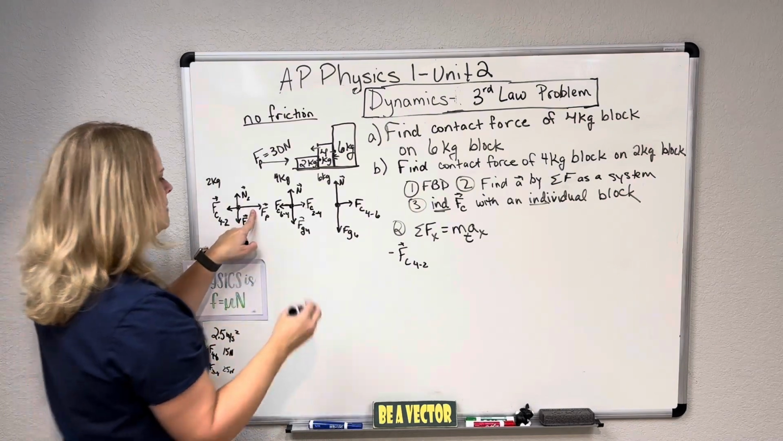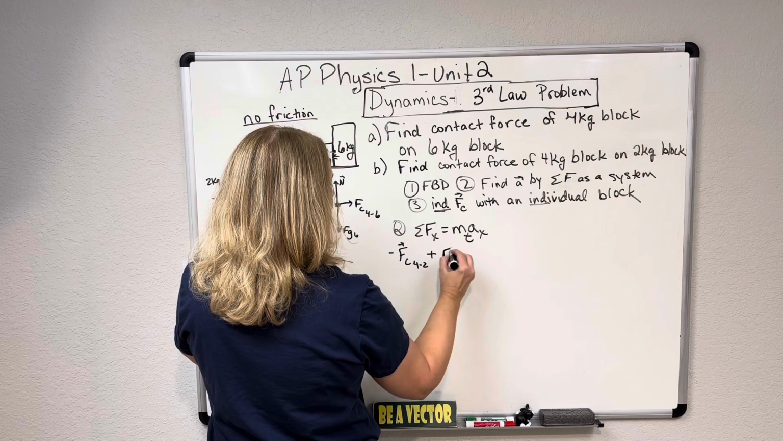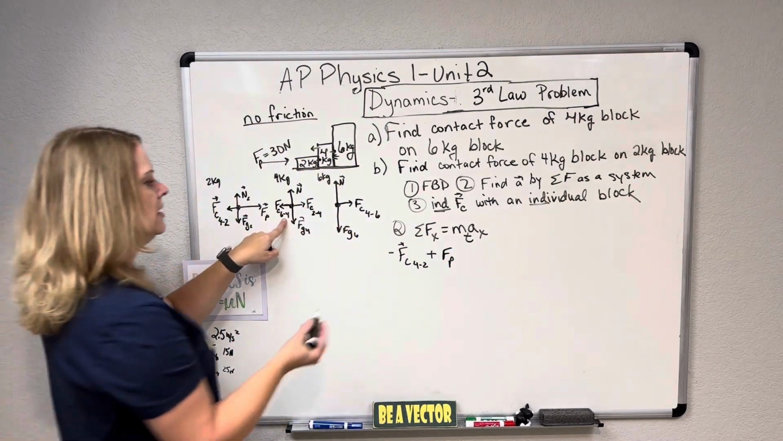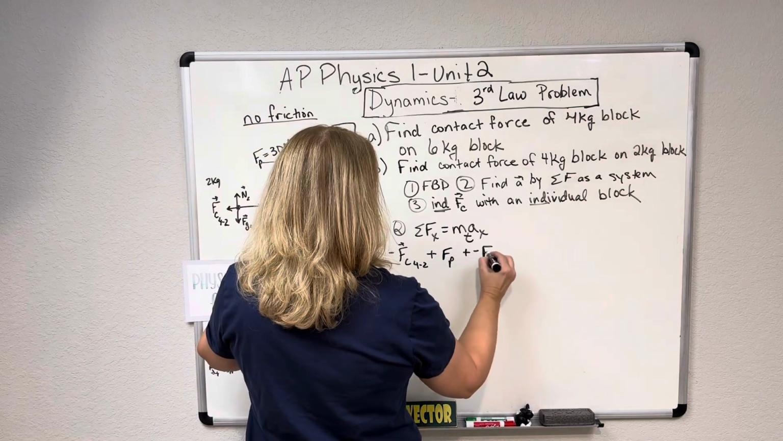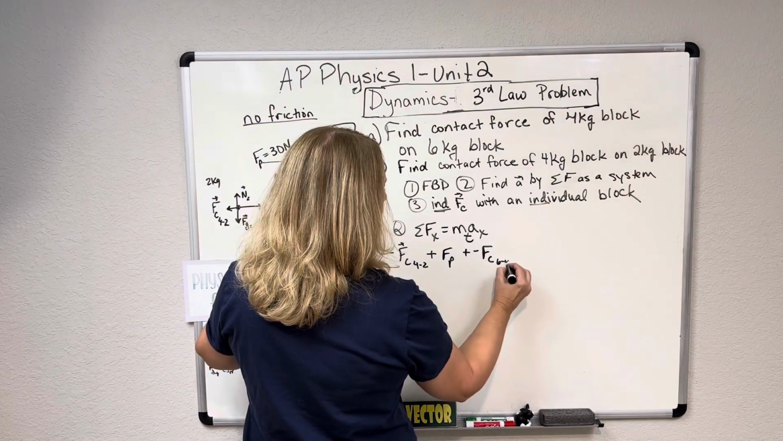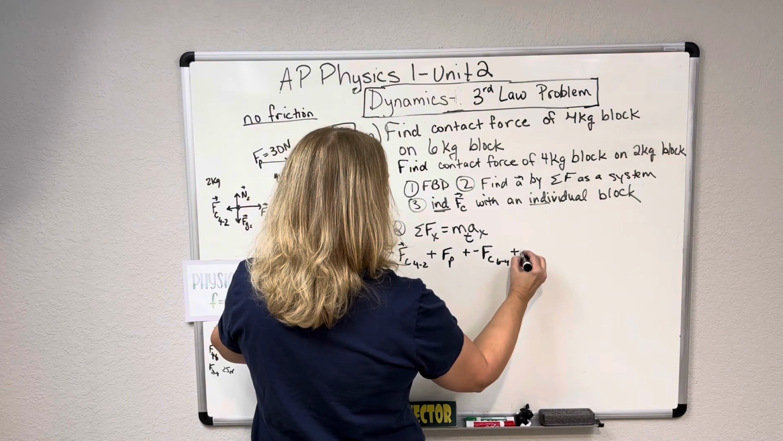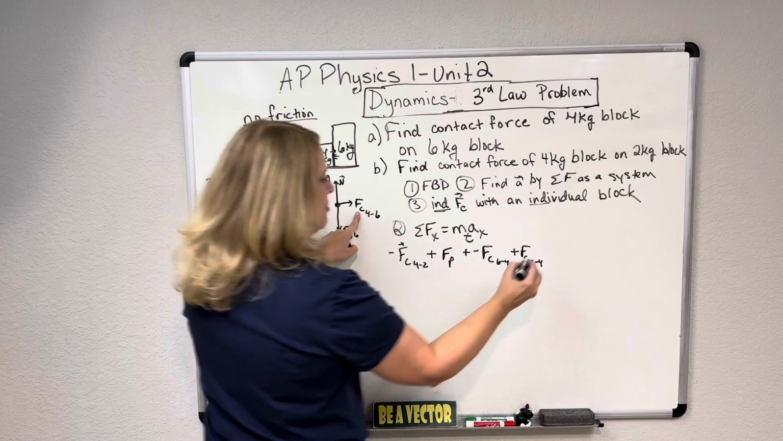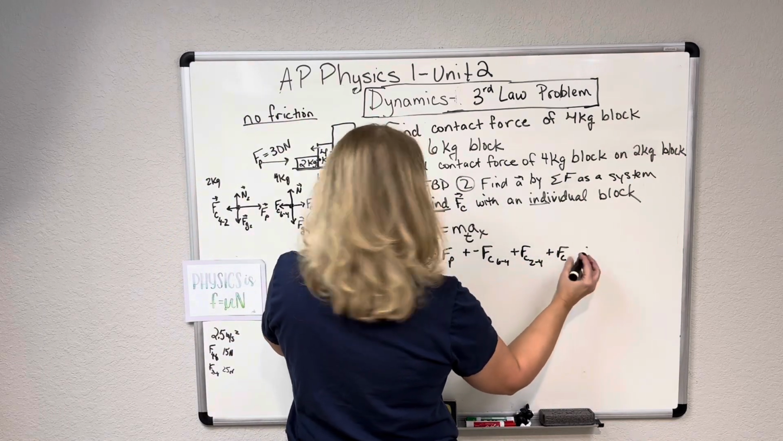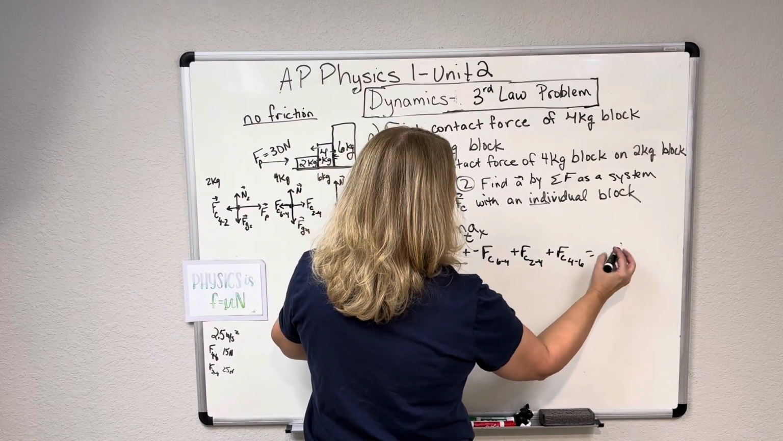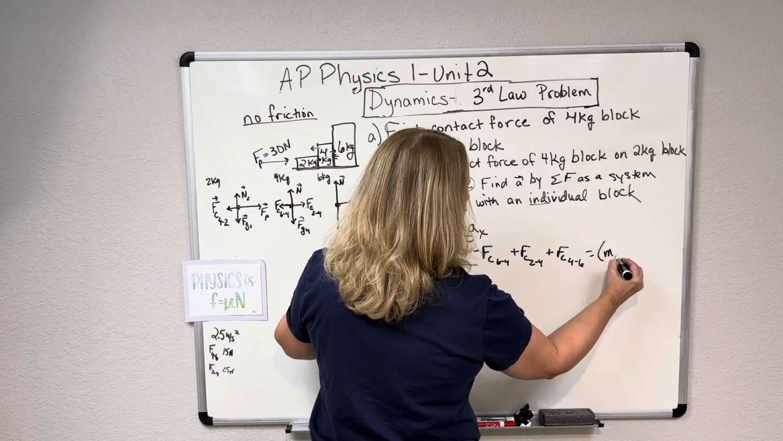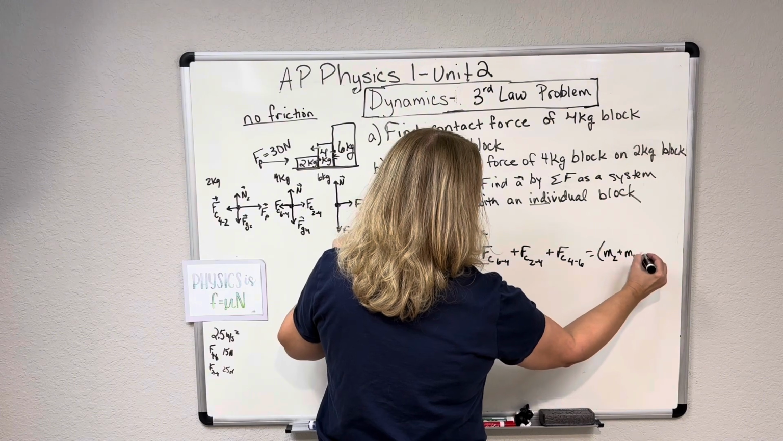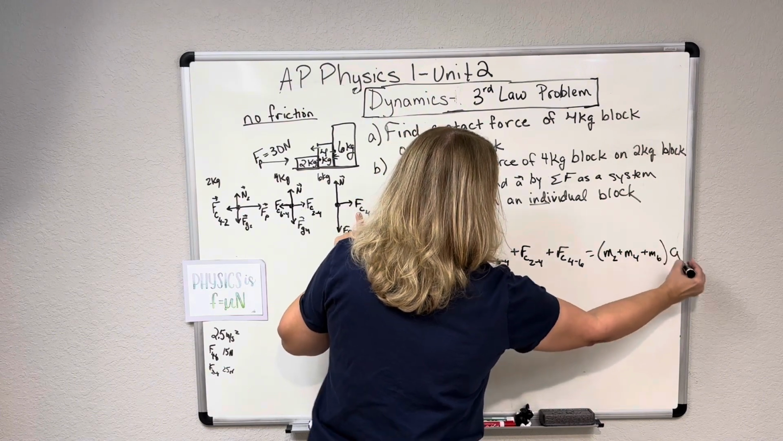So I'm going to go ahead and keep going with this first block. I have a positive force of the push. Now I have a negative force of contact of my 6 on 4. And then I have my positive force of contact of 2 on 4. And then I have a positive force of contact of 4 on 6. And that's going to equal my total mass, which is the mass of the 2 kilogram, mass of the 4 kilogram, mass of the 6, all times the acceleration.